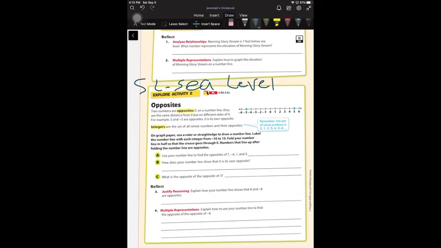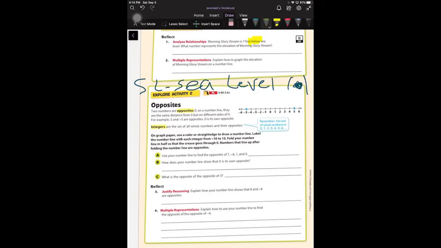SL is sea level, and we always know that sea level has an elevation of 0. Always. So morning glory stream is 7 feet below sea level. What number represents the elevation of morning glory stream? So if it's 7 below sea level, it's 7 units away from 0 on the left side. But because it's below, that is a key word that is a negative number.